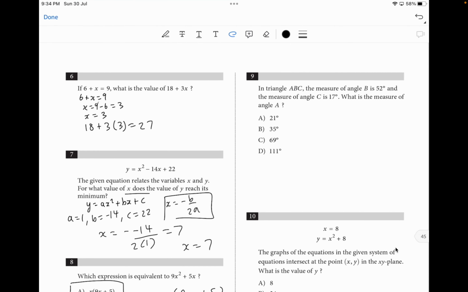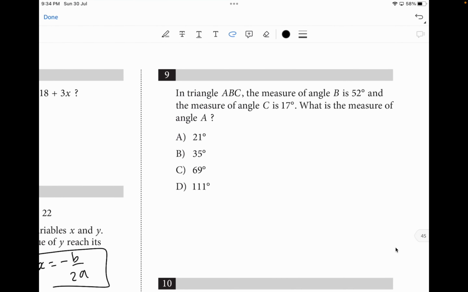Okay. Question number 9. In triangle ABC, the measure of angle B is 52 degrees and the measure of angle C is 17 degrees. What is the measure of angle A? So I'm just going to be drawing a small triangle here so you can see the visual representation of what we're doing here. So you can see ABC. We know B is 52 degrees. We know that C is 17 degrees.